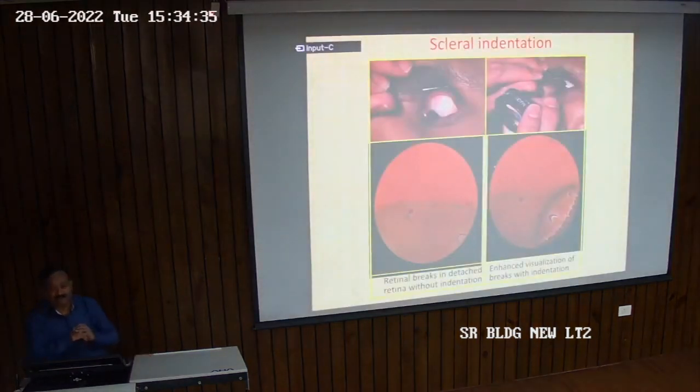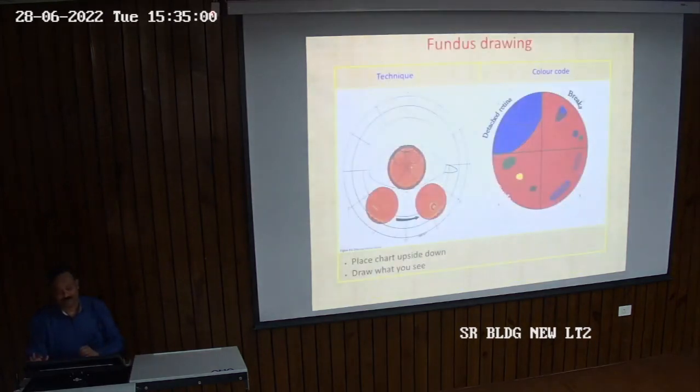Now this is indirect ophthalmoscopy with scleral indentation. We have a scleral depressor which is used to indent the eyeball. It is just like looking inside a ball: you cannot see just the most anterior part of the ball, so you have to press it. The pressing of the eyeball is known as indentation. With indentation we can see much more area as compared to normal indirect ophthalmoscopy.